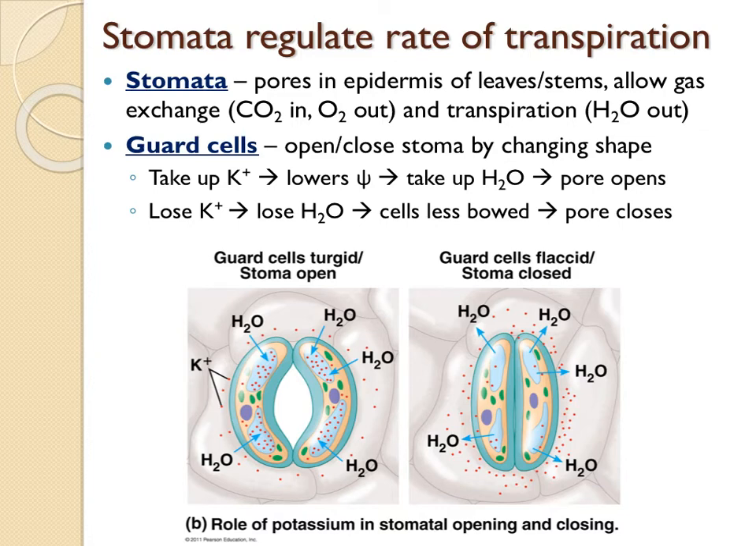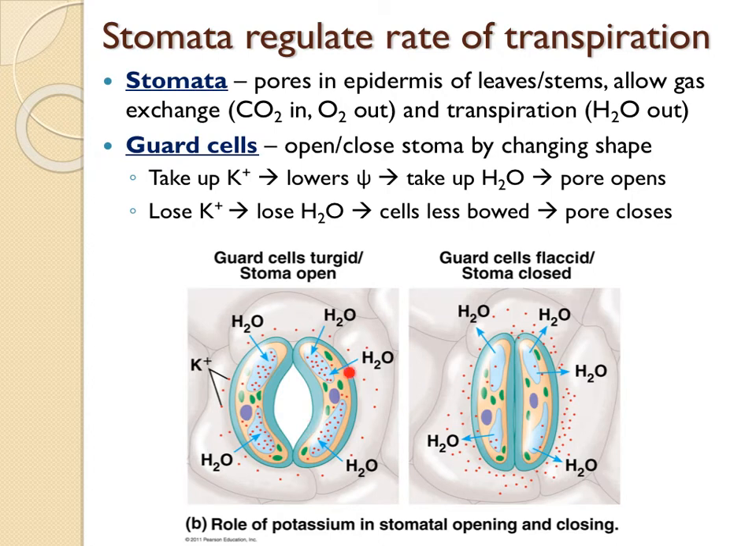The pores in the leaves of plants, called stomata, regulate the rate of transpiration. And so when the pores open, like in this picture on the left, carbon dioxide is able to go into the leaf and oxygen is able to be released. That's the waste product of photosynthesis. And transpiration is also able to occur, where water can leave through these stomatal pores as well.